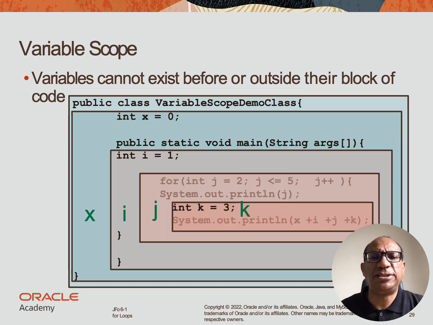Here is another example. Inside a for loop, you can declare other variables too, like int k = 3, but they also only exist within the loop block. Variables live and die within their own scopes.